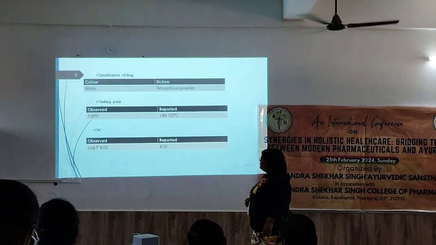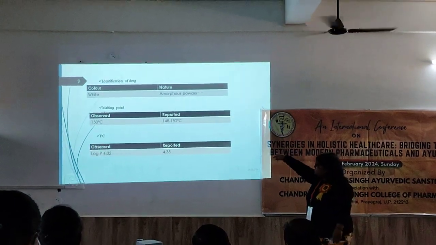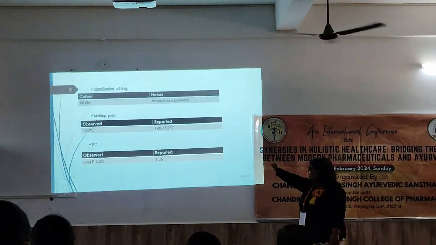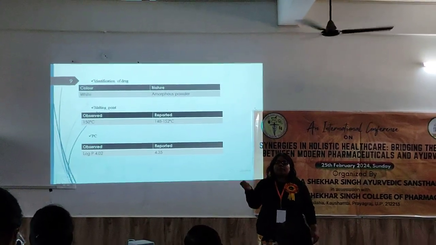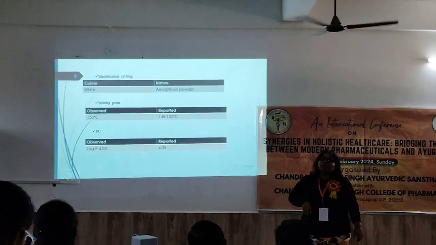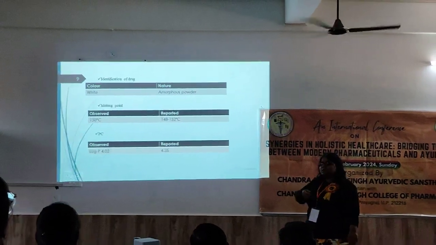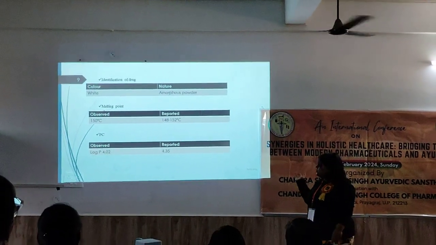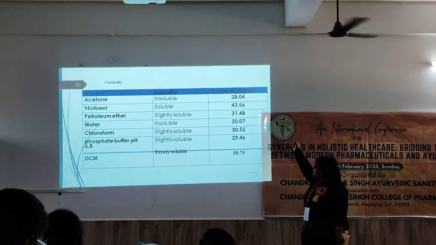These are the observed parameters: amorphous nature of ketoconazole, melting point, and the log P value. Ketoconazole is a class 2 drug, with low solubility, high permeability, high log P value, and a half-life of less than 2.5 hours. So it's suitable for a class 2 drug, so that we can formulate another formulation. This is the solubility. We see poor aqueous solubility.